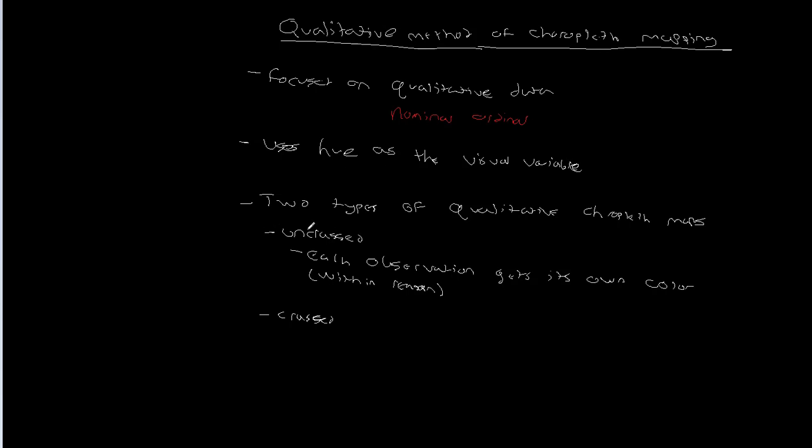But the idea with an unclassed Choropleth map is that the colors aren't actually telling us anything meaningful. They're just there to improve the contrast between neighboring polygons. So we're not going to worry too much about unclassed for now. Just be aware that you will sometimes come across unclassed Choropleth maps where the colors aren't actually representing data. It's just there to improve contrast between neighboring observations. So colors do not convey data.